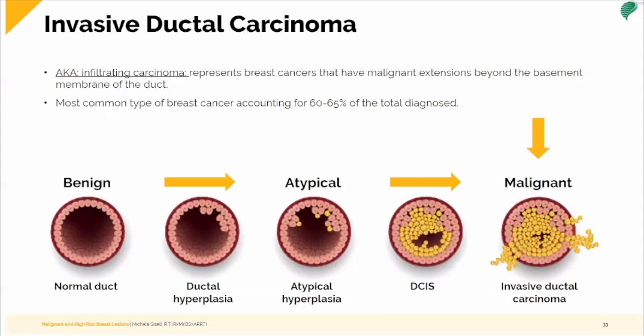Invasive ductal carcinoma, or IDC. Invasive ductal carcinoma can also be called infiltrating carcinoma. It represents breast cancers that have malignant extensions beyond the basement membrane of the ductal canal. Invasive ductal carcinoma is the most common type of breast cancer, and it accounts for 60 to 65% of the diagnosed breast cancers.